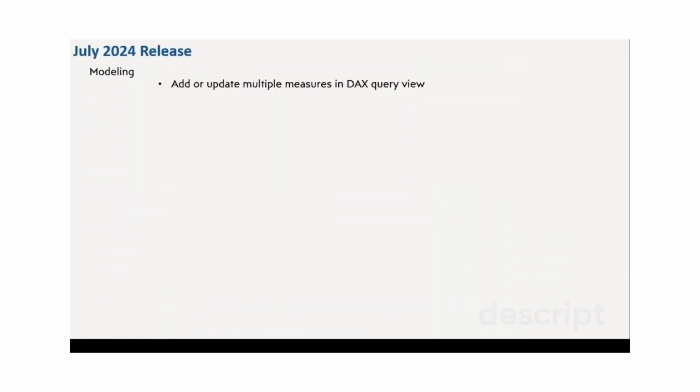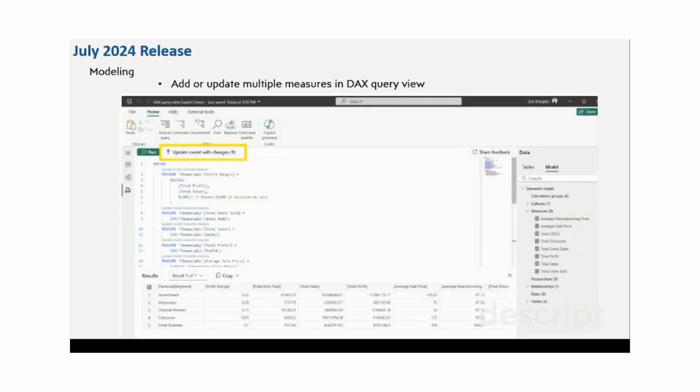The third update is you can add or update multiple measures in DAX query view. This can be handy to quickly format all your DAX formulas at once. In DAX query, right click on the data pane and choose Quick Query, define all the measures, click on Format Query. With this new feature, you can update multiple measures in one go. So these are the updates related to modeling in Power BI.